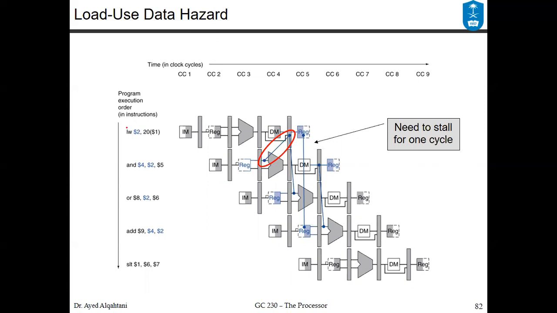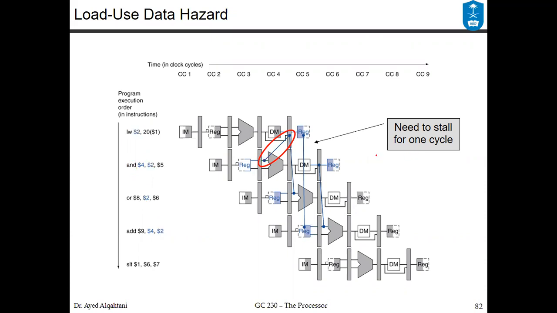Notice what happens if you have a load followed by an AND instruction that needs the S2. For the AND, you will get the result of the load as soon as you could, right here. And you need to supply it for the ALU of the AND instruction in the previous cycle. So you are going against time. You are going to the past. So what happens? Now you need to stall for one cycle.